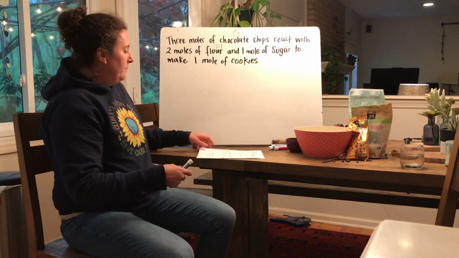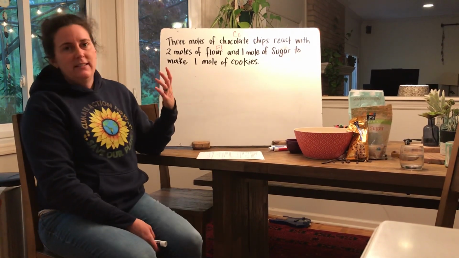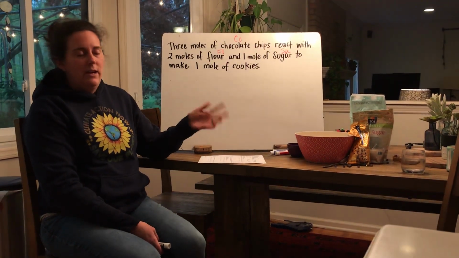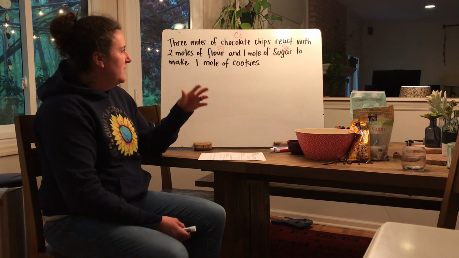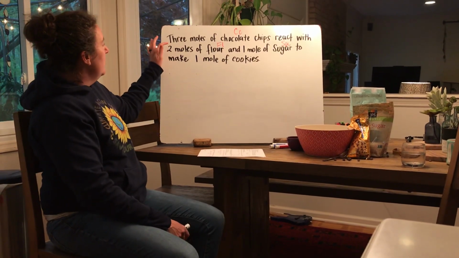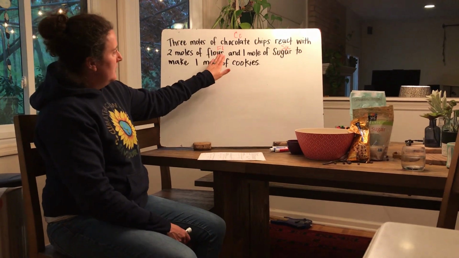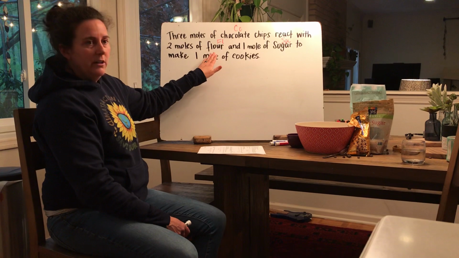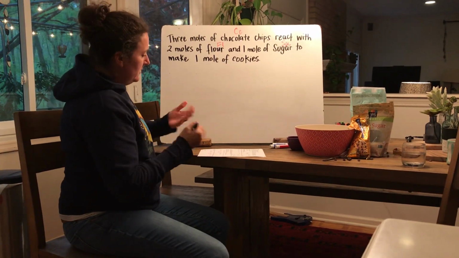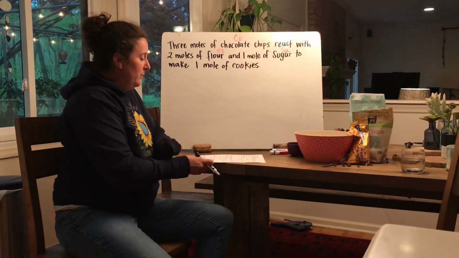So we're gonna go ahead, and I have this example. Again, this is cookies, but obviously we're gonna do this eventually with chemical reactions. But here, we're gonna write the reaction for 3 moles of chocolate chips react with 2 moles of flour and 1 mole of sugar to make 1 mole of cookies. In the next video, we're gonna make actual cookies. All right, Libby's narrating from behind the screen.